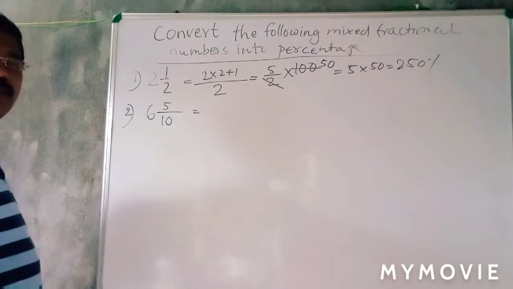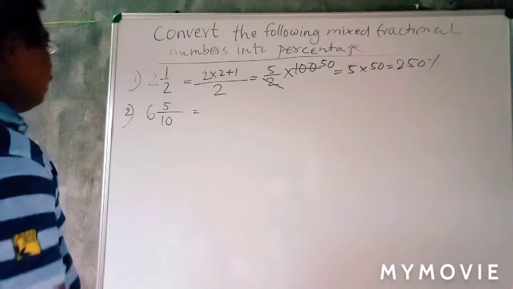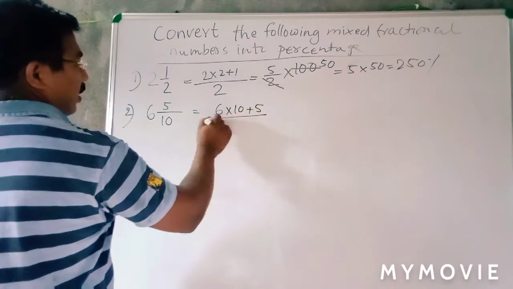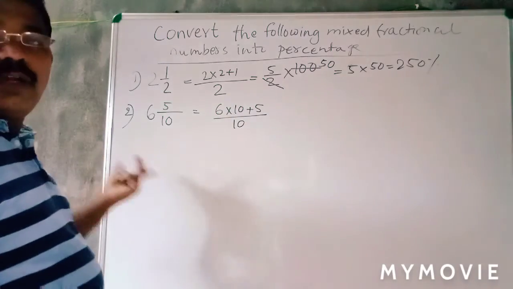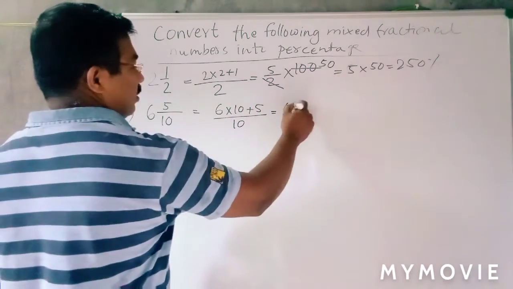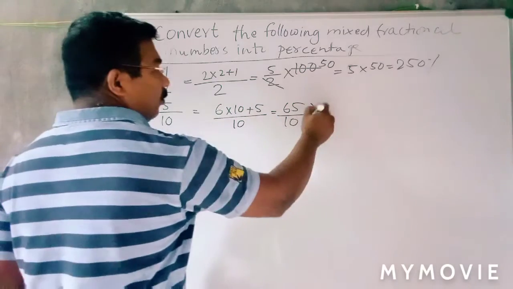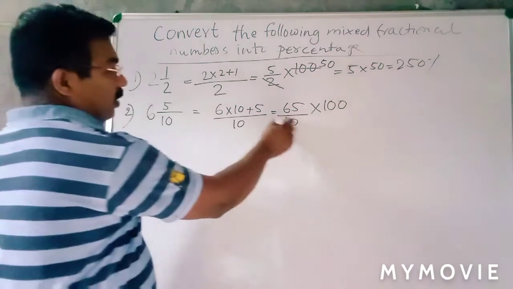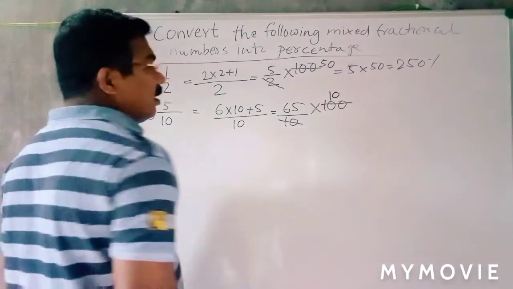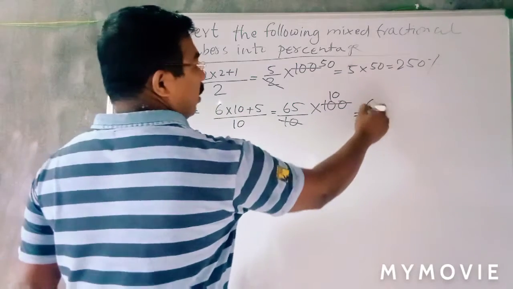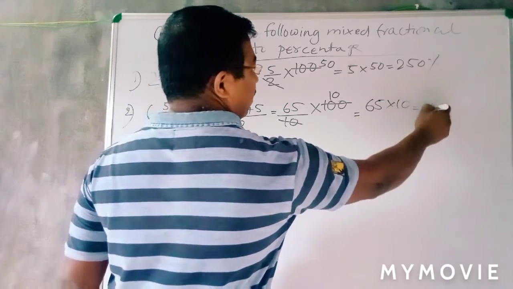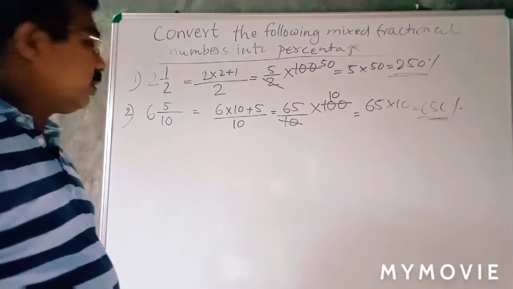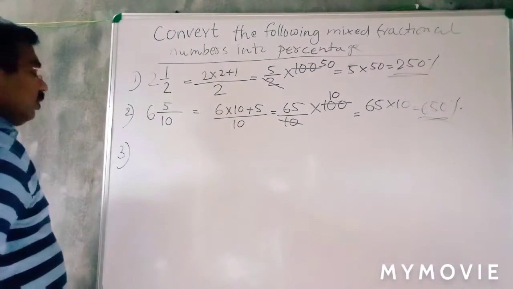Another is 6 5 by 10. 6 5 by 10 is equal to 6 into 10 plus 5. In this way we can change this number into improper fraction. That is 65 by 10 into 100. We multiply it with 100 and we can change this number into percentage. The 10 cancels, we will get 10 here. And now 65 into 10 is equal to 650%. Answer we got here 650%. Third number, one more example.